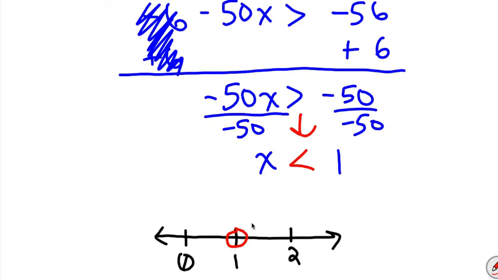Now, the reason why I like to have the variable on the left is because when you have the variable on the left, whichever way your inequality is pointing, that's the way you're shading. So that's pointing to the left, so I will shade to the left. Okay?